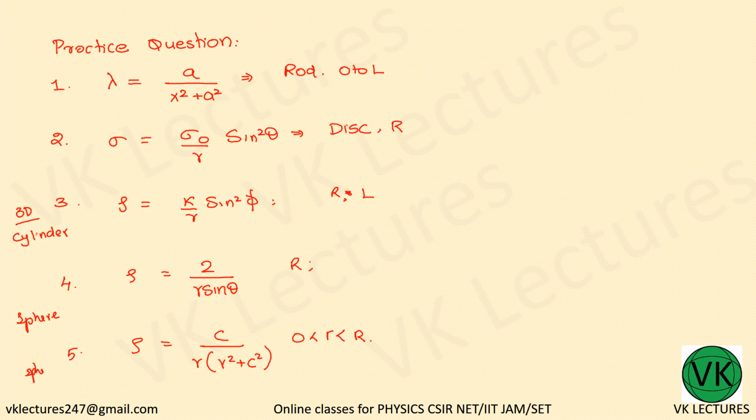The sixth one is also a sphere. Rho is given by k divided by r for 0 less than r less than capital R by 2, and k naught by r for capital R by 2 less than r less than capital R. So these are the problems to work out. Kindly do the problems.